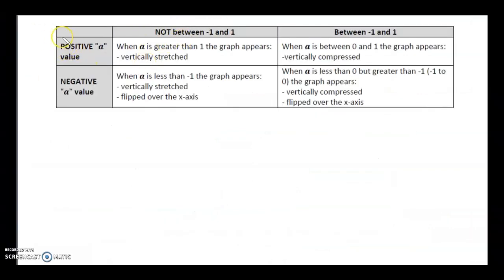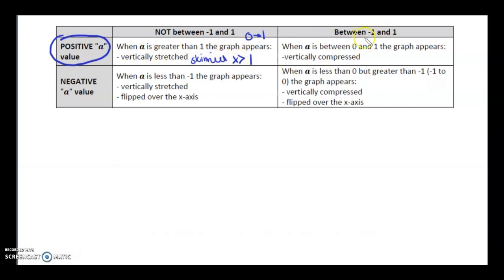So here's the conclusion. When we have a positive a value, there's two different situations. So essentially for the positive a, it would be not between 0 and 1. What this means is that our a value is greater than 1. When a is greater than 1, the graph appears vertically stretched. That means it gets skinnier.